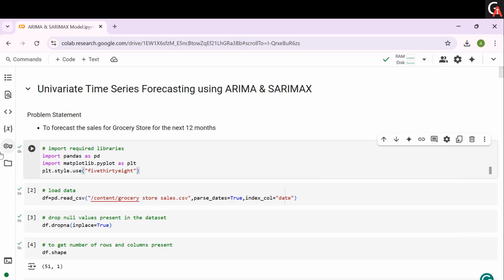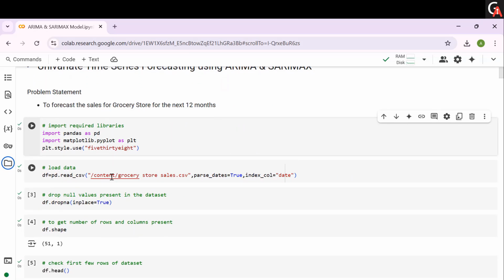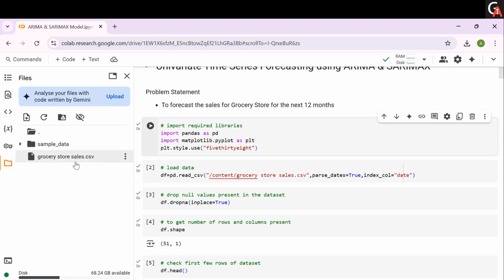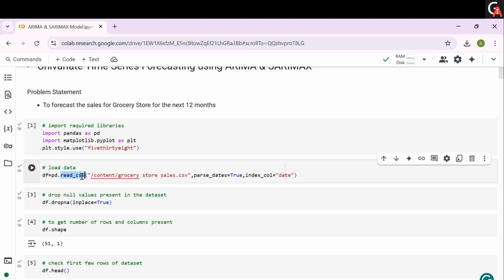So what I have done is I have loaded the same file in my Google Colaboratory, and then we'll start with the project. As a first step, I have imported the required libraries, pandas and matplotlib. Then I have loaded the data that I have uploaded over here, grocery store sales data, which is present in CSV format. That's why I have used the read_csv function of pandas. Then I have stored the data and explicitly mentioned to consider the date column as a date type and not of the object data type.